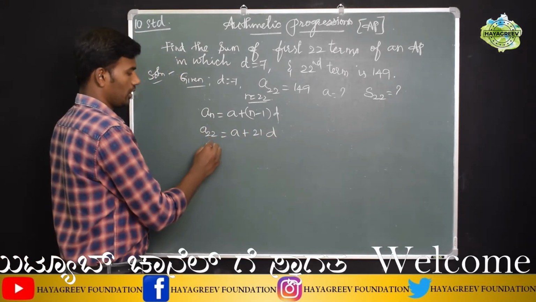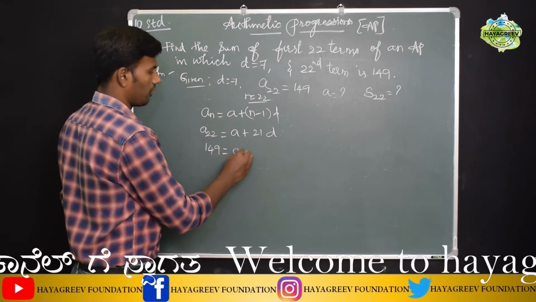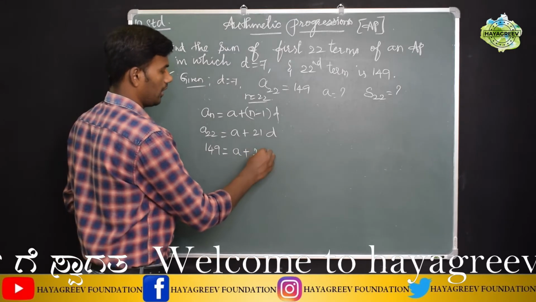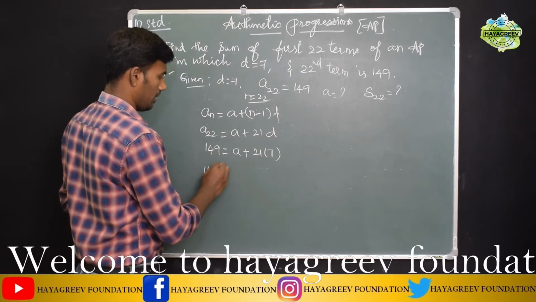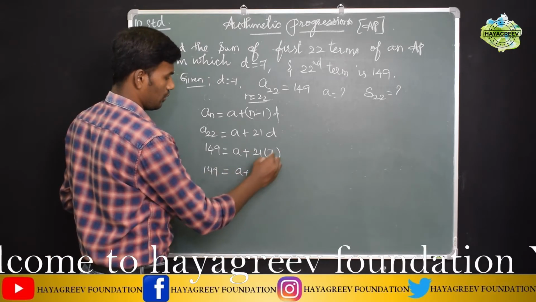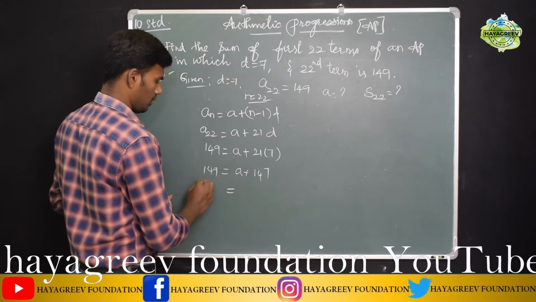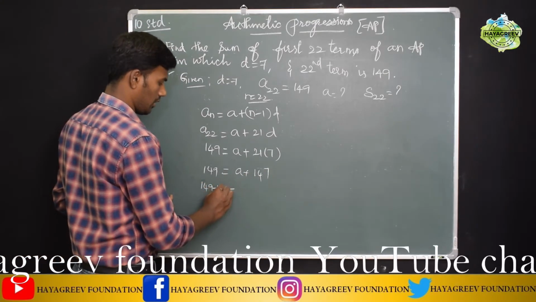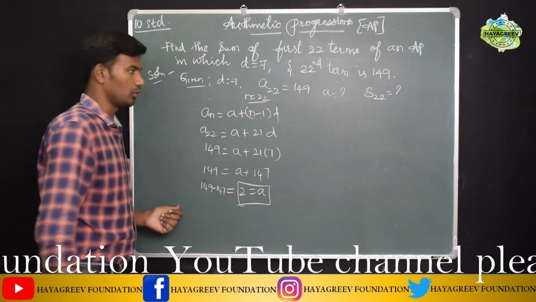So A22 is 149, and we have to find a. A22 is a plus 21 into d, where d is 7. So 149 equals a plus 7 ones are 7, 7 twos are 147. So 149 minus 147 is equal to 2. So a is equal to 2.